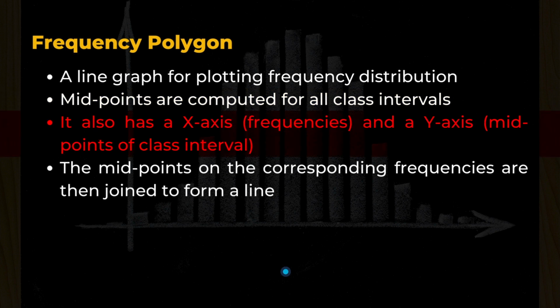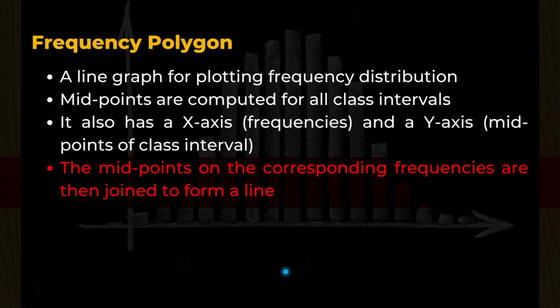On the x-axis, what are we going to plot? We are going to plot frequencies. And on the y-axis, we are going to plot the midpoints of class interval. And then the midpoints of these corresponding frequencies are joined to form a line. So basically, what we are seeing here, a frequency polygon is basically a line graph.